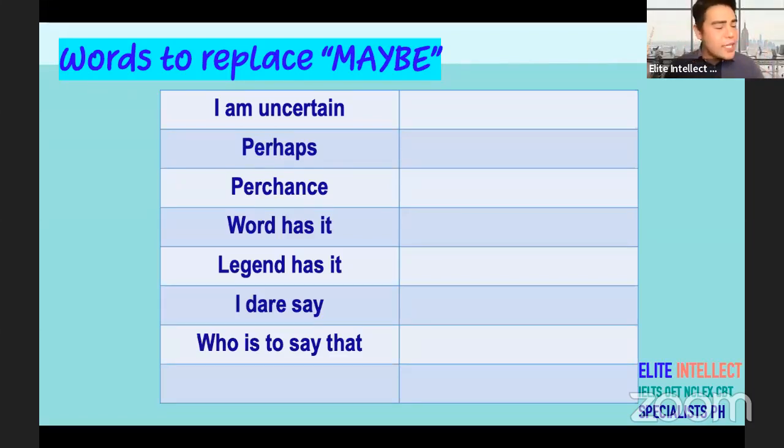Legend has it. In Tagalog, it's like, sabi nga ni Marites, di ba? That's the meaning of word has it and legend has it. In Tagalog, we say, ayon sa haka-haka. That's in Filipino, di ba? Ayon sa haka-haka.